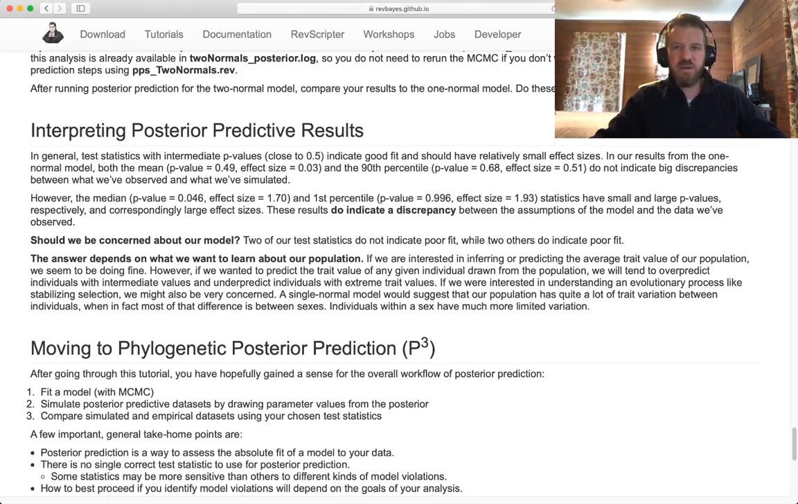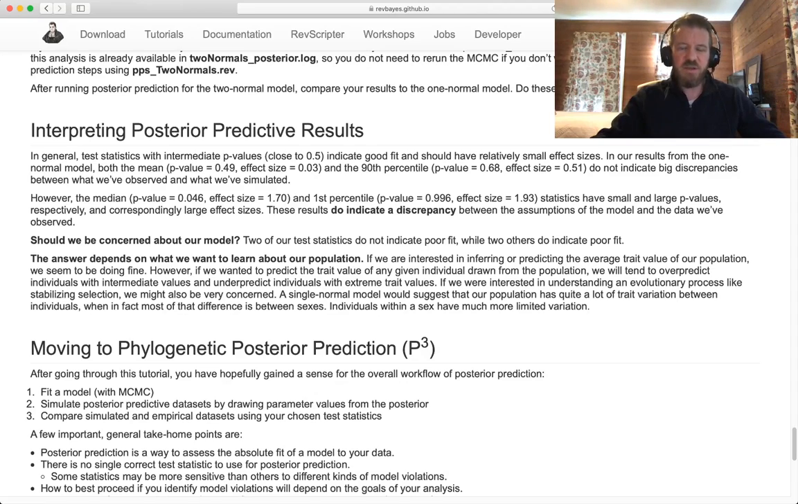Okay, so now that we've calculated our p-values and our effect sizes, how should we use this information? What does it tell us about the utility of our model? So in this case, 2 of our test statistics seemed to fit relatively well. They had p-values that were fairly close to 0.5 and had small effect sizes. But 2 of our test statistics seemed to indicate relatively poor fit. They either had very small or very large p-values, and both of those had fairly large effect sizes.